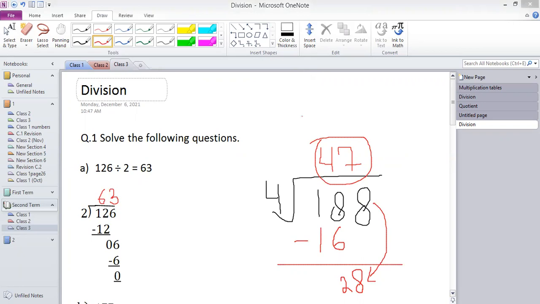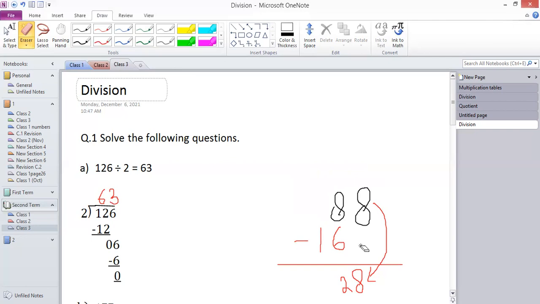Very good. Today, what we are going to do? Today, we are going to do division again, but not with the long division method. I would like to introduce one more method to you that is called the repeated subtraction method. That will be called the repeated subtraction method. Okay.